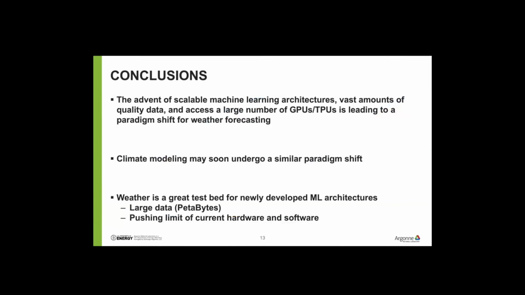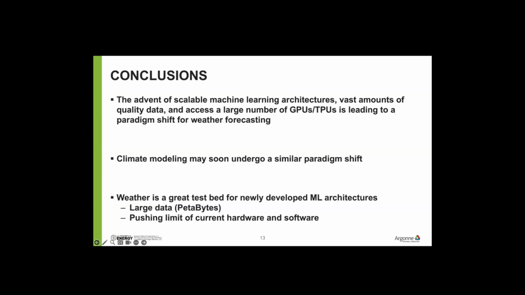And just to draw some conclusions, with the advent of these scalable machine learning architectures, such as vision transformers and graph neural networks, coupled with a vast amount of high quality data and access to large GPU machines, this has led to a complete paradigm shift in weather forecasting. I didn't get time to mention it, but climate modeling may undergo a very similar paradigm shift, where climate modeling has traditionally been done by the government and DOE labs. They may soon be done by private companies.